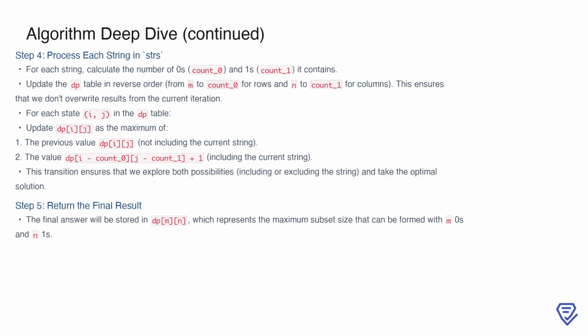This reverse iteration ensures that the updates from the current string do not overwrite states from the same iteration. For each state, dp[i][j], in the DP table, we have two choices: either exclude the current string, in which case the value remains dp[i][j], or include the string, which adds 1 to the maximum size of the subset achievable with the remaining resources. This is represented by dp[i - count_0][j - count_1] plus 1. We take the maximum of these two values to ensure we capture the optimal solution. Once all strings have been processed, the value stored in dp[m][n] will give us the maximum size of the subset that meets the constraints.